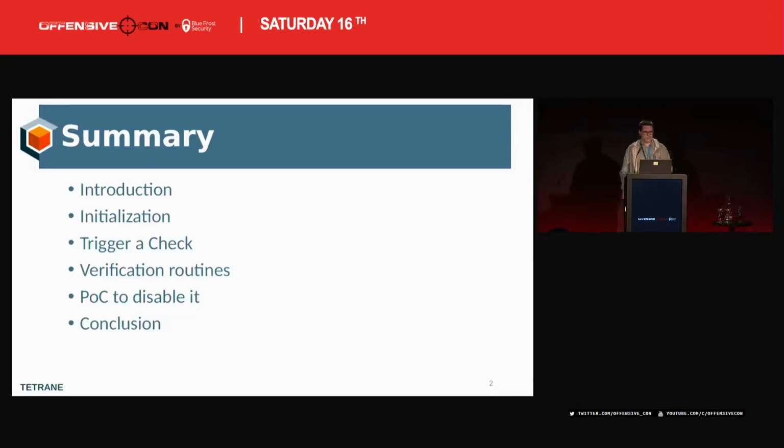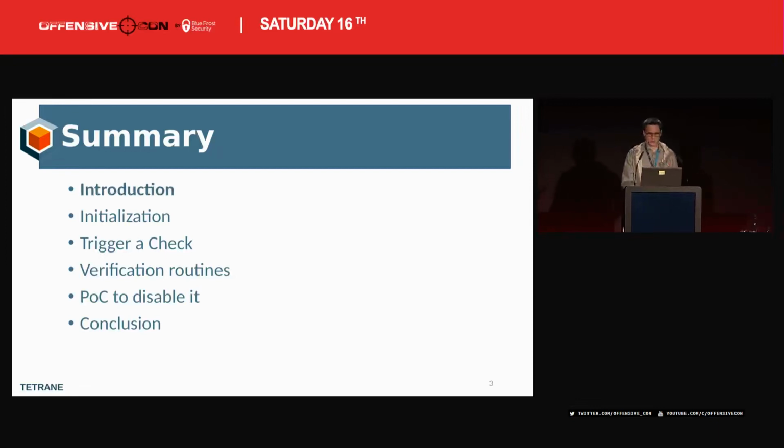So, here is a summary. First, there will be an introduction where I will present what this talk is about, a quick overview of what PatchGuard is, and our approach to analyze it. Then I will talk about PatchGuard initialization, how it triggers a check, how verification routines work, and I will discuss a proof of concept that I implemented to disable it, and finally I will conclude.